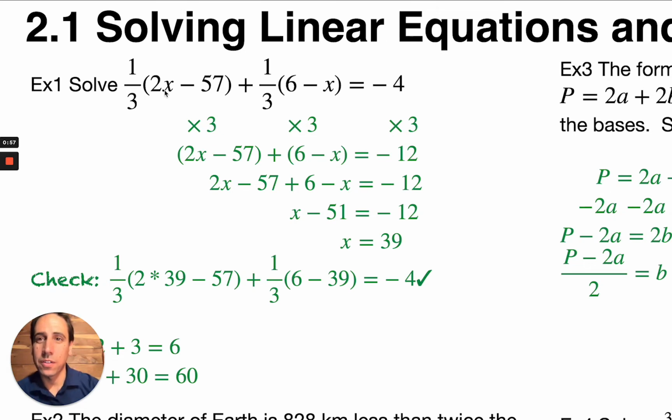Then all of this term, this is one term right here, times 3. This is another term, times 3. Gives you this. 3 times 1/3 cancels, gives you 1. And so then you have 2x minus 57 plus 6x minus x equals negative 12. You don't need the parentheses anymore, and then when you combine like terms, you get x minus 51 is equal to negative 12, and x is equal to 39.